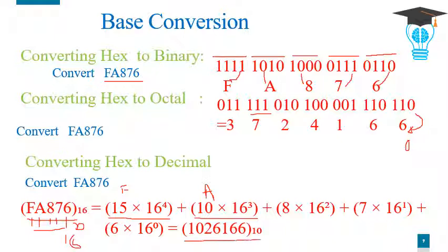The answer is 1026166 of decimal. This is the equivalent of FA876 in hexa and 3724166 in octal, and 1111101000000110 is a binary equivalent for the hexadecimal number given.